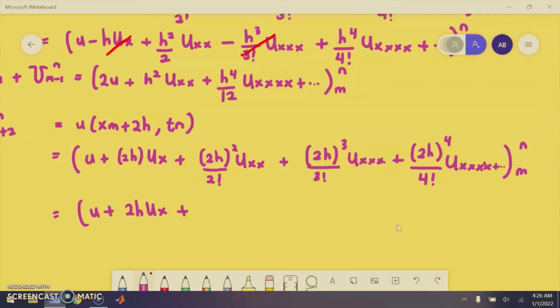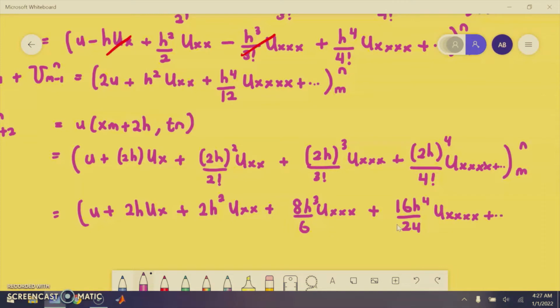Now, simplifying this, we have u plus 2h u_x plus 4h squared over 2, which is 2h squared u_xx. Okay, correct, right? And then plus 8h cubed over 6 u_xxx. 2 to the power 4 is 16, h to the 4 over 24 times the fourth derivative, and so on.